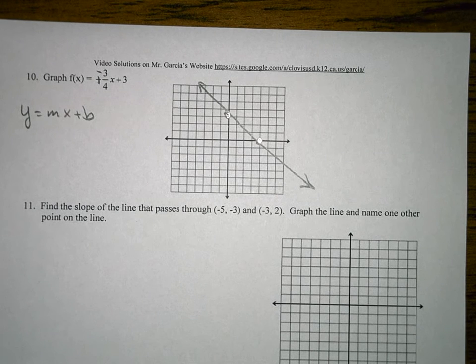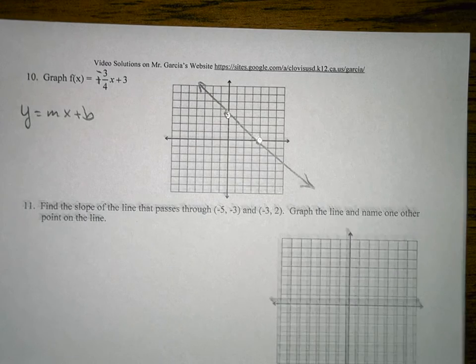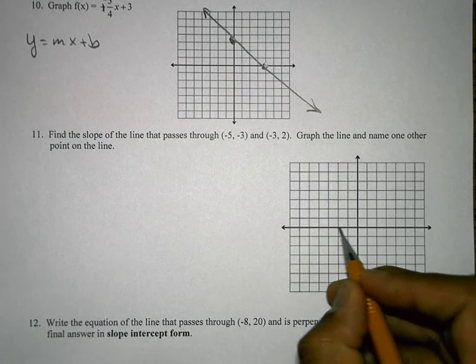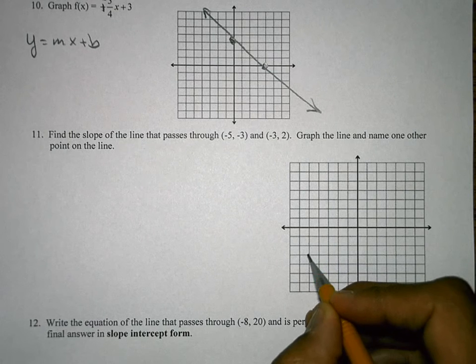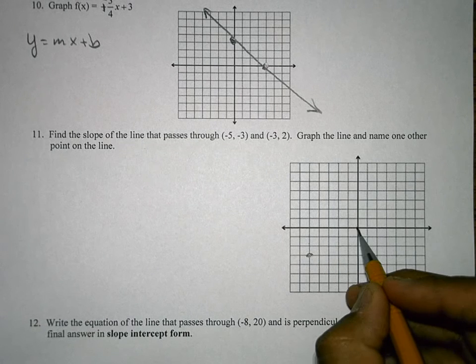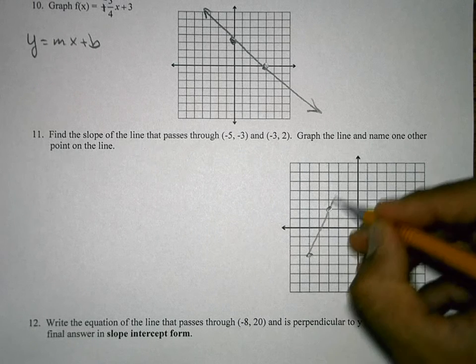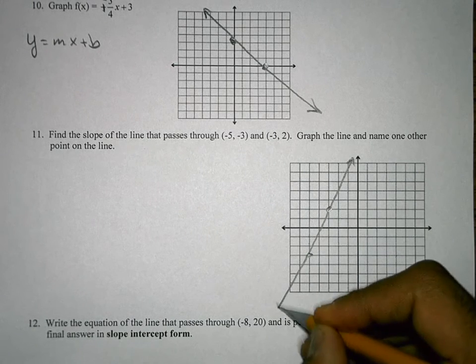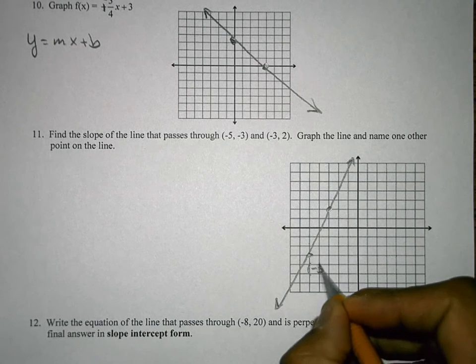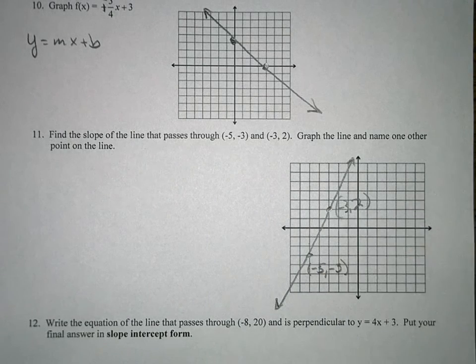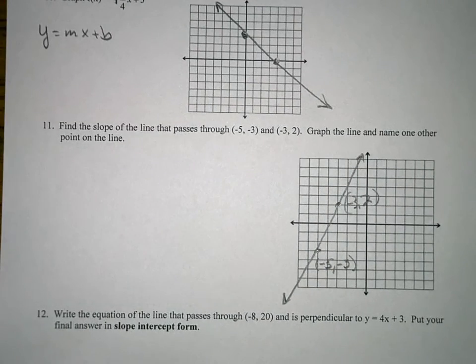Number 11 says, find the slope of the line that passes through those points. Graph the line and name each point on the line. So I'm just going to plot them. Negative 5, 3. 1, 2, 3, 4, 5. 1, 2, 3. Negative 3, 2. 1, 2, 3. 1, 2. Okay. Then I'll graph the line. I'm going to label these. Negative 5, negative 3. Negative 3, 2. Okay. So I labeled the points.